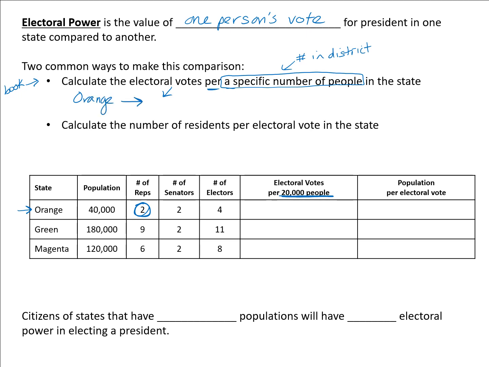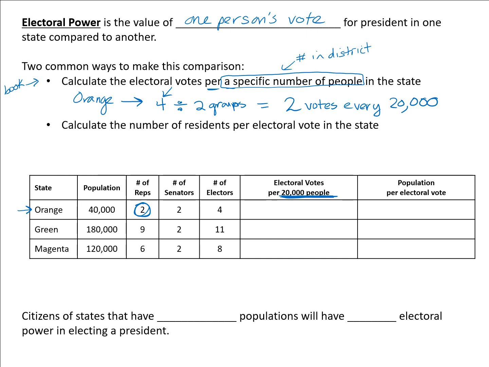So the way this calculation works is we look at the electoral votes that they had, which is 4, and we divide that by how many groups of 20,000 people they had. They had 2 groups of 20,000 people. So we take 4 divided by 2 to get 2. What this represents is that there are 2 votes for president for every 20,000 people. So for every 20,000 people in the state of Orange, they get 2 votes.